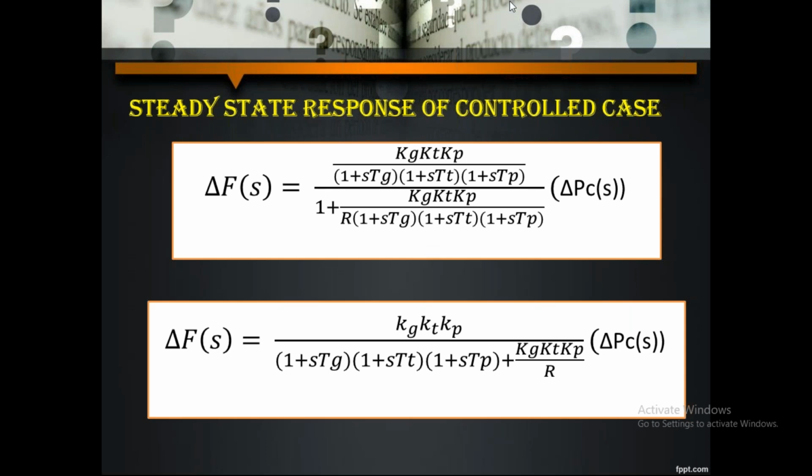So this is the term I'm obtaining after this cross multiplication. That is 1 plus sT_g into 1 plus sT_t into 1 plus sT_p. If you bring this, then the denominators will both get cancelled. So finally we'll get K_g, K_t, K_p divided by 1 plus sT_g, the whole term, plus K_g, K_t, K_p divided by R. Now what do we have to do after this step?